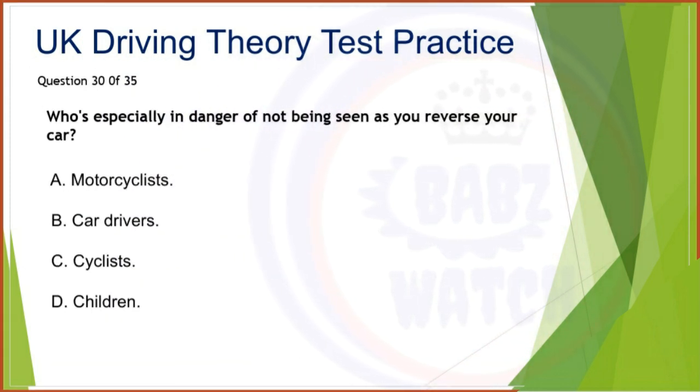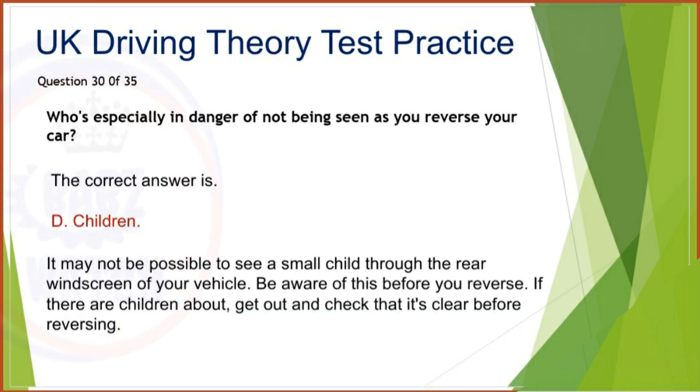Question 30 of 35. Who's especially in danger of not being seen as you reverse your car? A. Motorcyclists. B. Car drivers. C. Cyclists. D. Children. The correct answer is D. It may not be possible to see a small child through the rear windscreen of your vehicle. Be aware of this before you reverse. If there are children about, get out and check that it's clear before reversing.